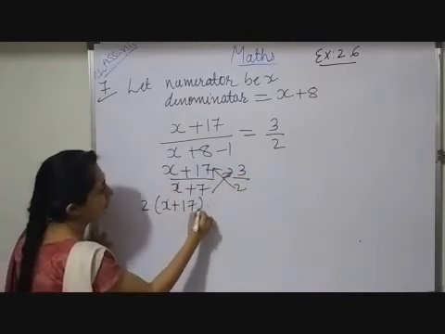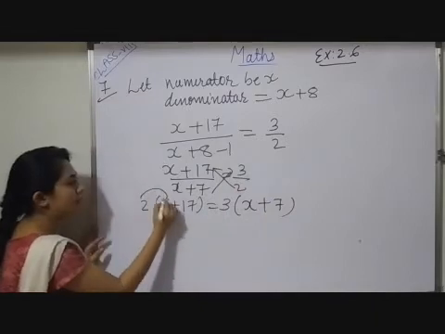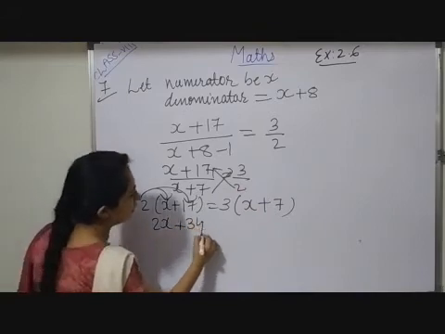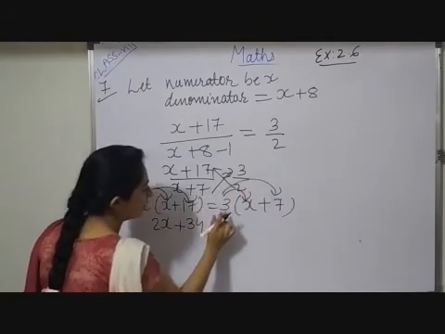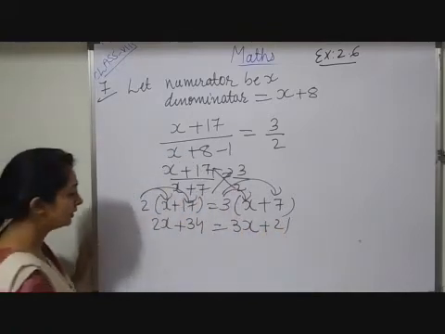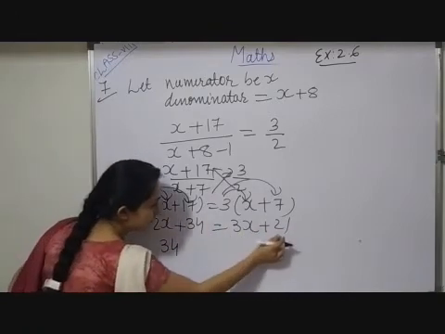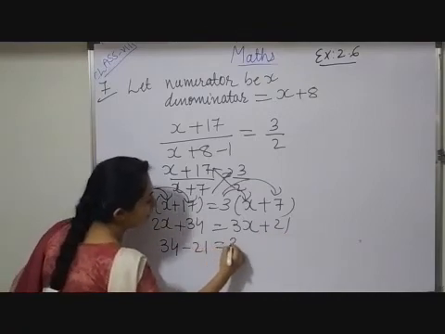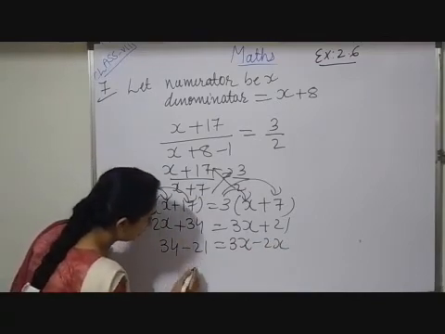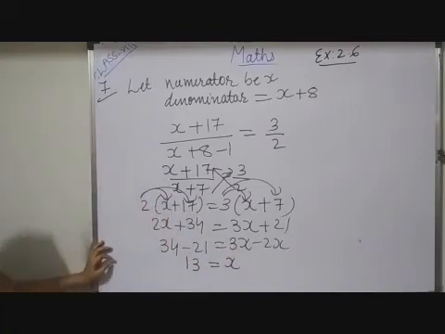2 into (x plus 17) is equal to 3 into this whole expression, (x plus 7). Now do gradual multiplication. 2 into x is 2x plus 2 17s are 34, which is equal to 3 into x, 3x plus 21. Now collect variables on one side and numbers on the other side. Since 3x is bigger than 2x, I am shifting this one there. So 34 minus 21 is equal to 3x minus 2x. Subtracting, I get 13, which is equal to x. So the x value I am getting is 13.